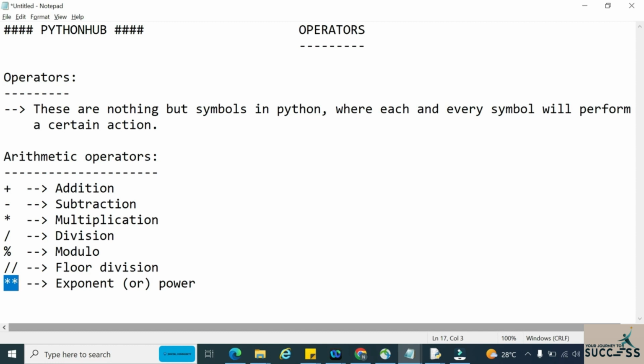Let us use all these operators one by one in the IDLE. With a few examples we will try to understand how this works. Let me open the IDLE now.